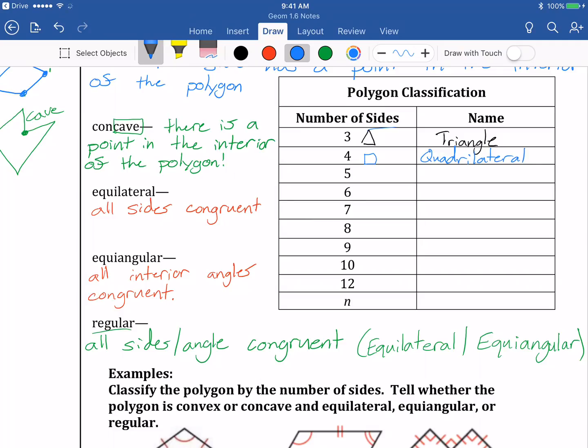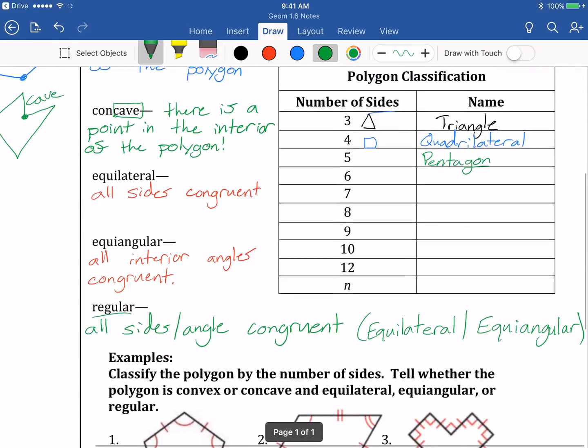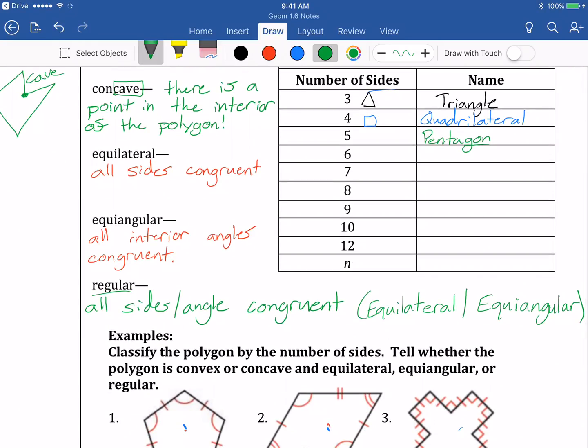All right, so it's got 4 sides. It's a quadrilateral. All right, so now we have the next one. A prefix for 5 is going to be pentagon. So this gon goes with my polygon. All right, so it's a pentagon.